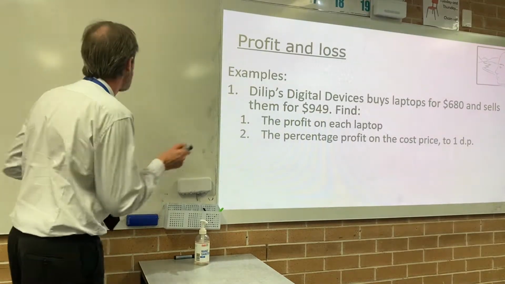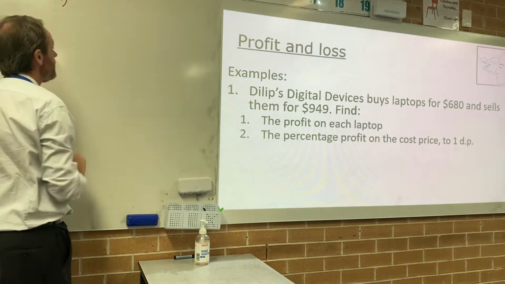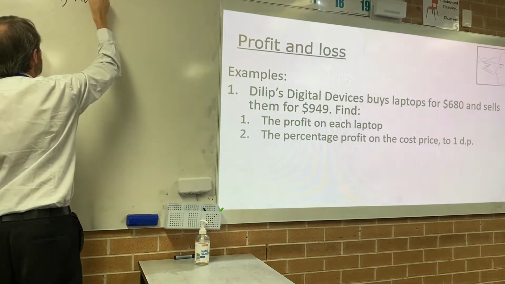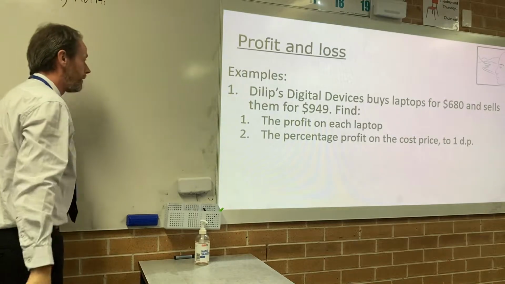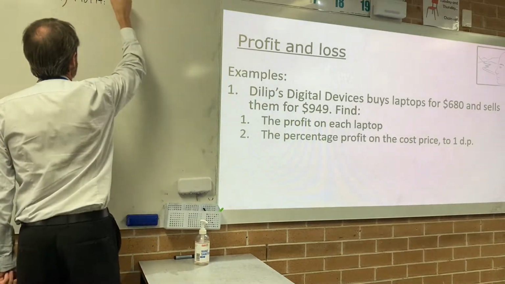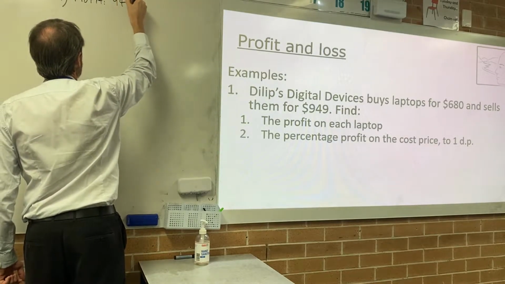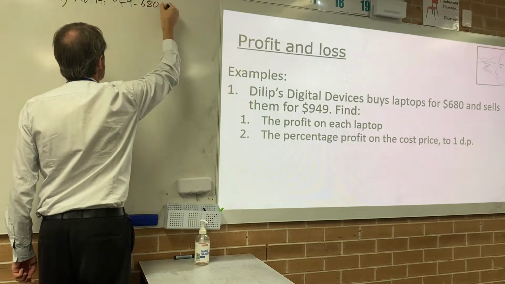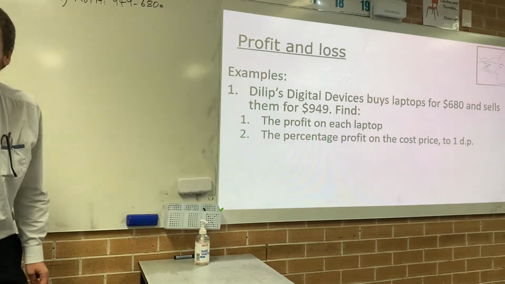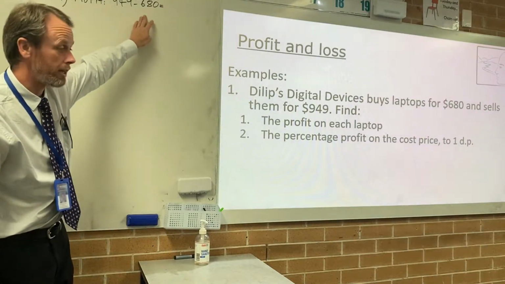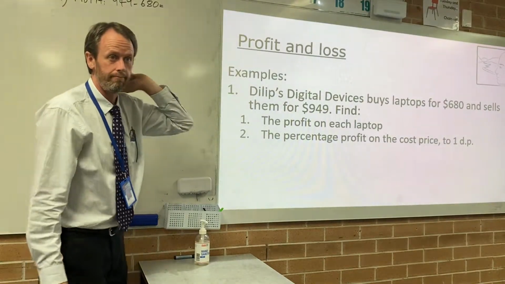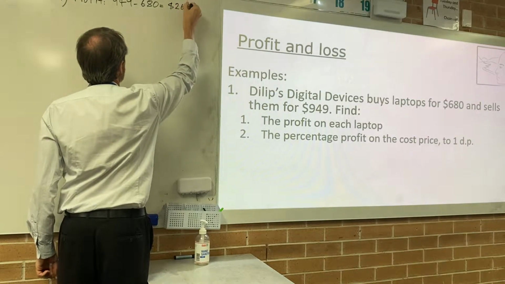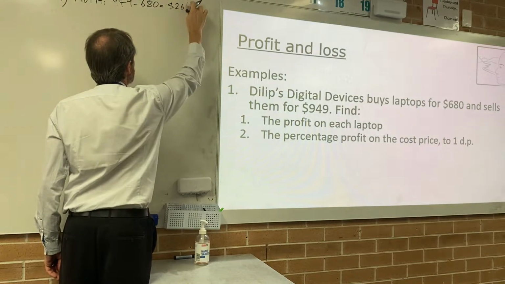So let's break our question up. Firstly, to find profit, it's the amount that you make above what you bought it for. So we do 949 minus 680. Now you can use your calculator if you want. Can someone tell me what this is with a calculator? 269, great. So he makes a profit of $269.